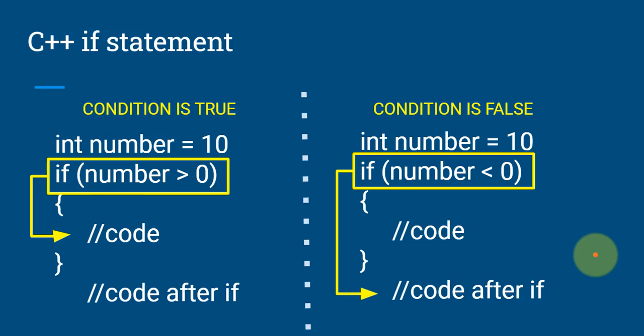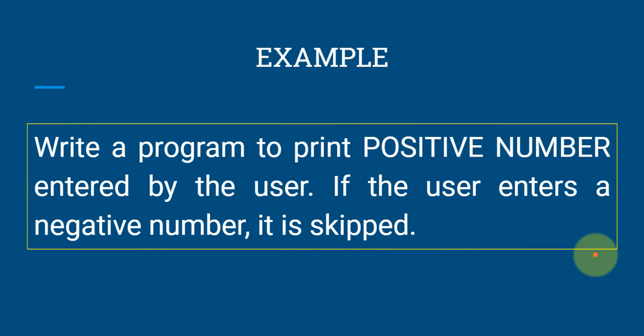Let's proceed now. So we're going to add an example here. Write a program to print a positive number entered by the user. If the user enters a negative number, then it will be skipped. Okay? Try to analyze the code again.